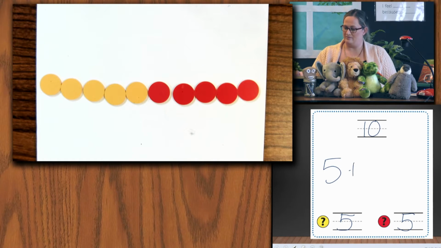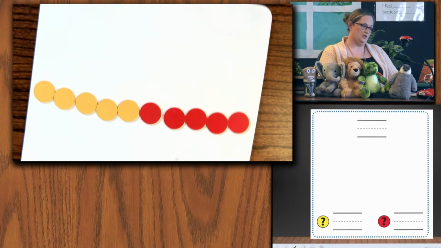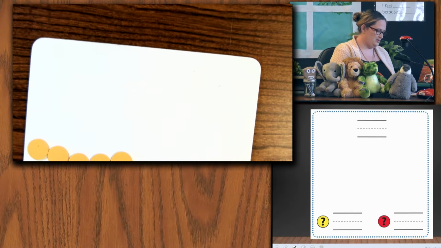5 and 5 make 10. Great job. Okay, let's reset. Here we go. Erase. Bloop. All right, little counters, here you go. In the cup, in the cup, in the cup. This is something you can play at home.